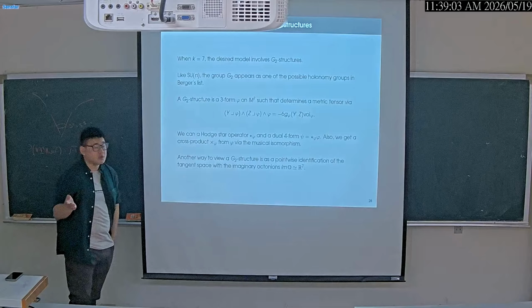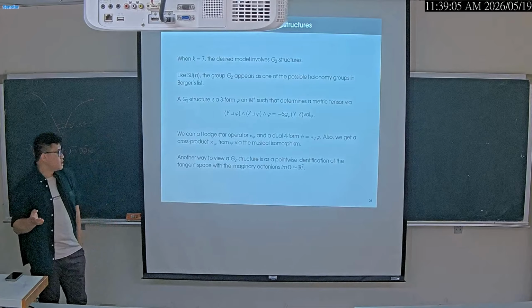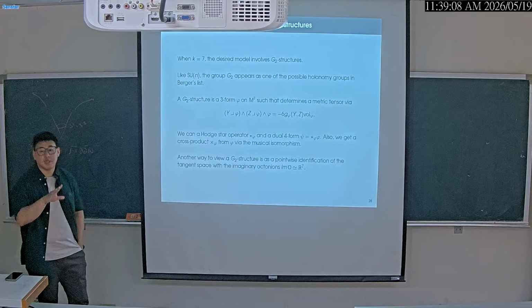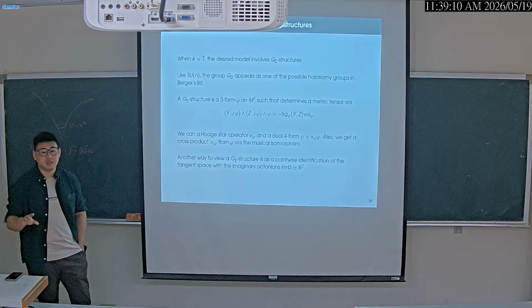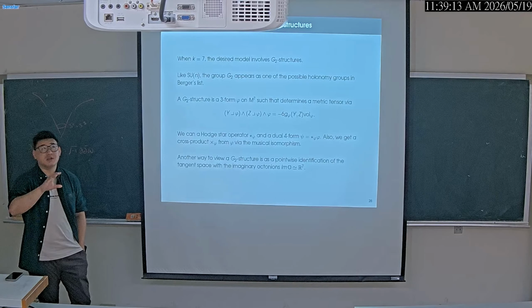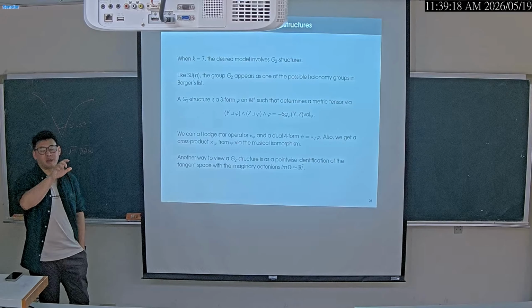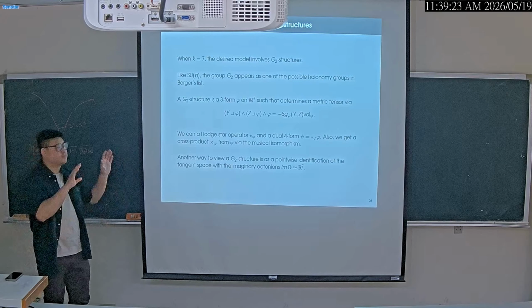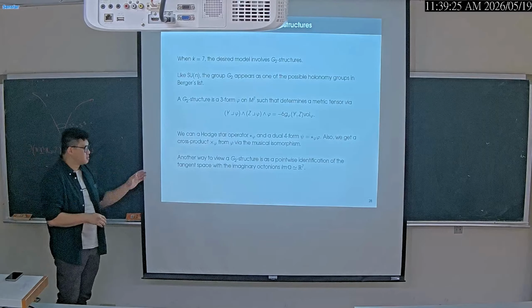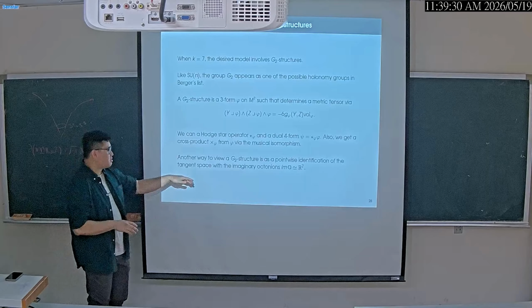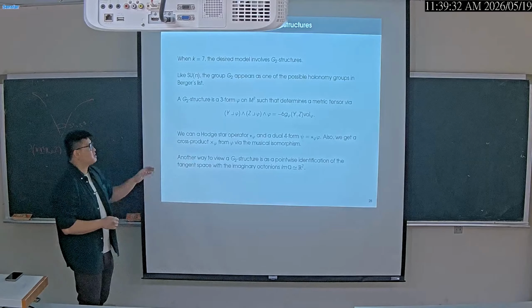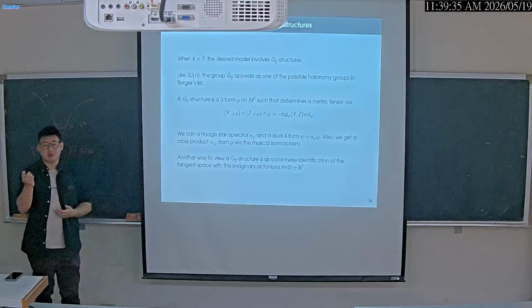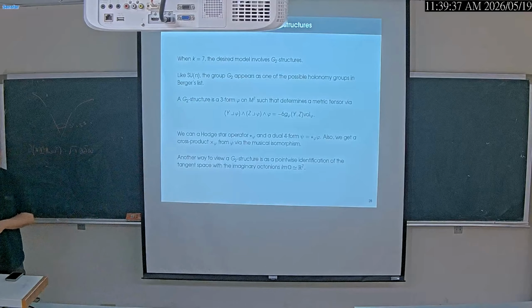One other way to view G2 structures is just a point-wise identification of your tangent space with the imaginary octonions. It's like how for Kähler you identify point-wise with C^n, and then your 2-form has this coordinate expression. You can do a similar thing for G2 structures, but the standard G2 structure on R^7 comes from the imaginary octonions. So all this cross product thing comes from multiplication of octonions, and then that turns out to be exactly skew.